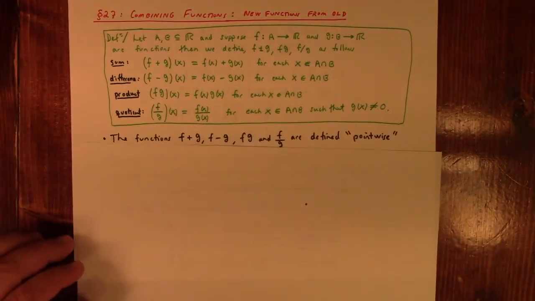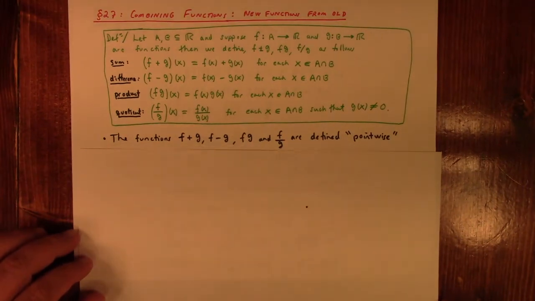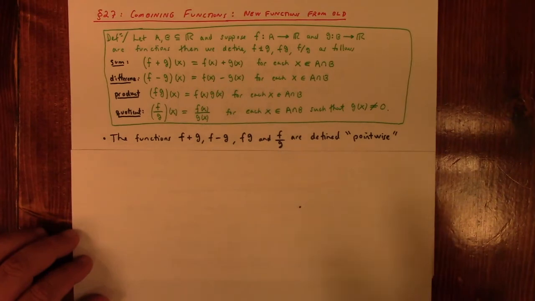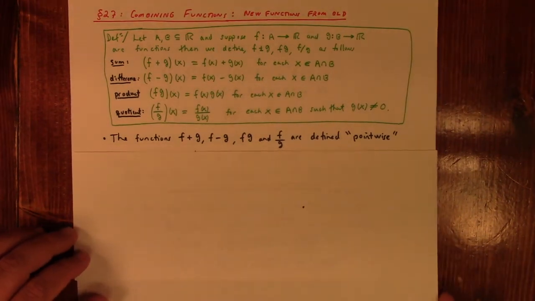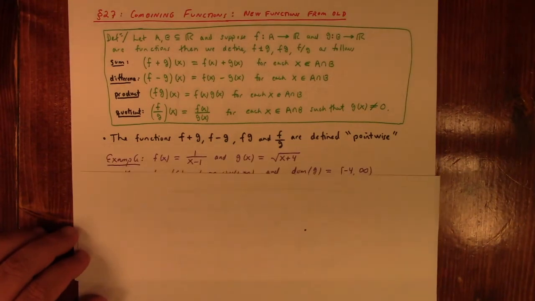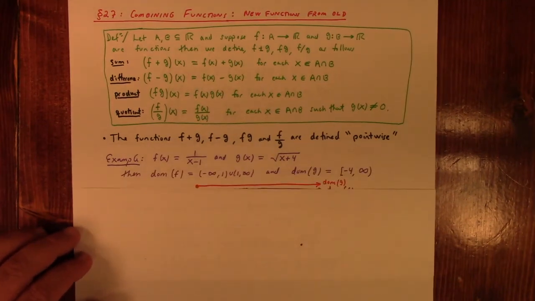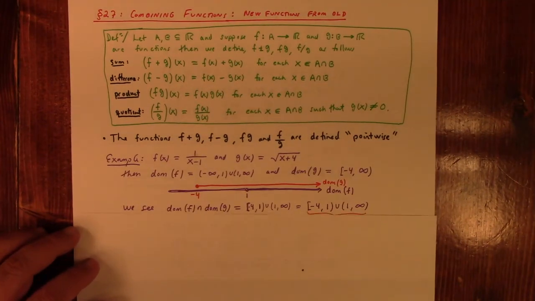And here's an example. All right, so, oh, by the way, these definitions are so-called pointwise. The functions are defined pointwise. You might hear math people saying that past this point, so I mentioned that in passing. But here's an example. f of x is 1 over x minus 1. g of x is the square root of x plus 4. So let's think about the domain here.